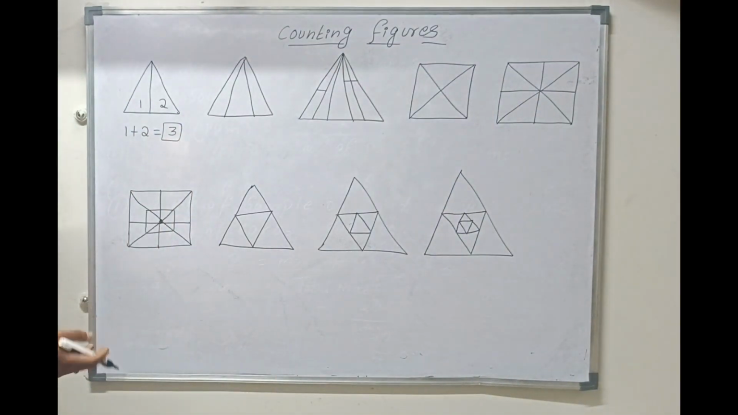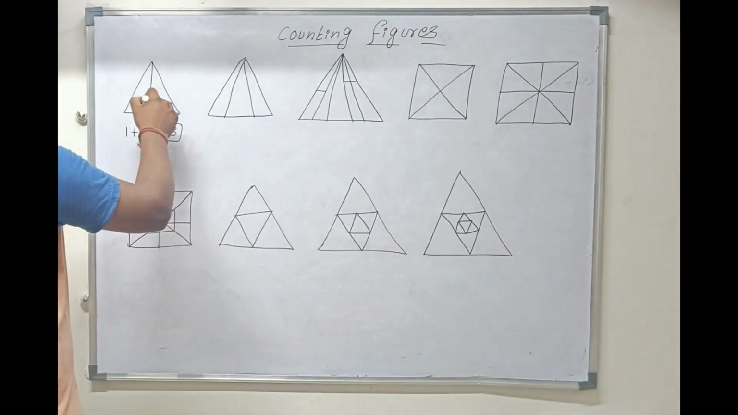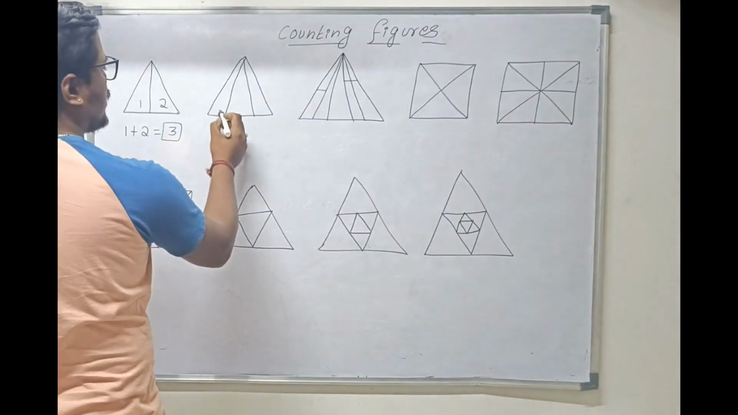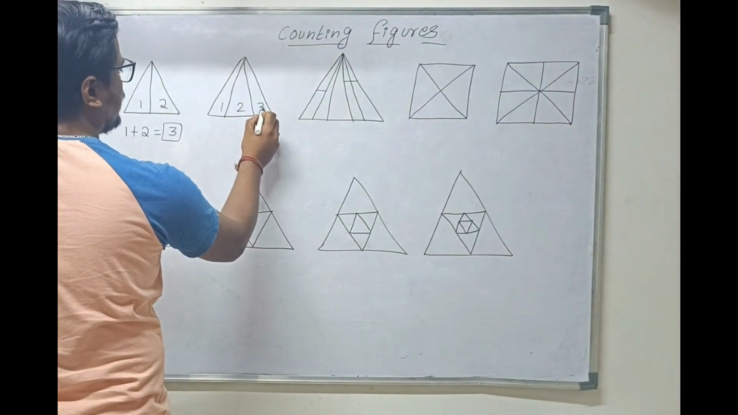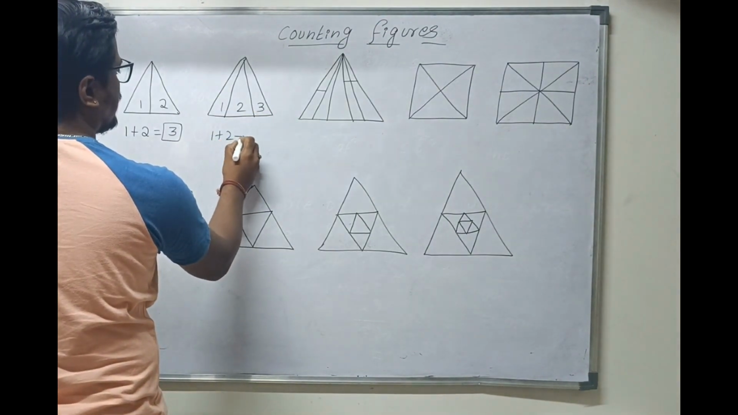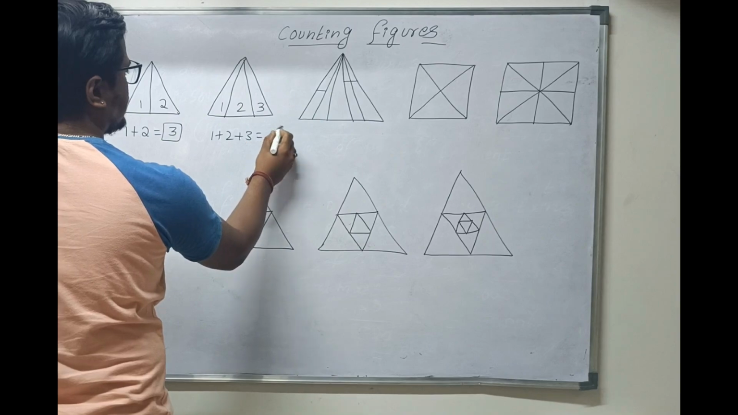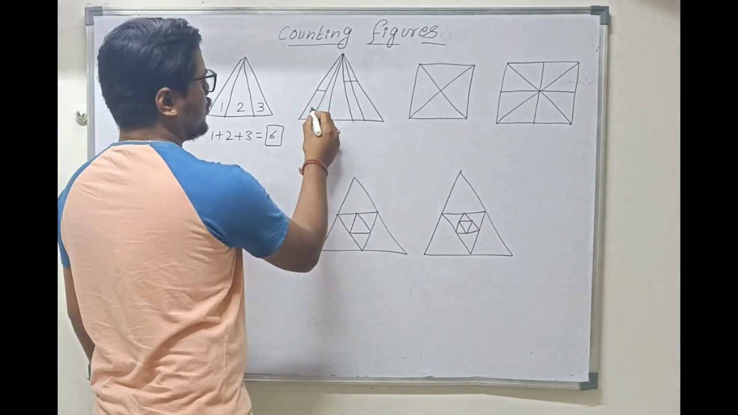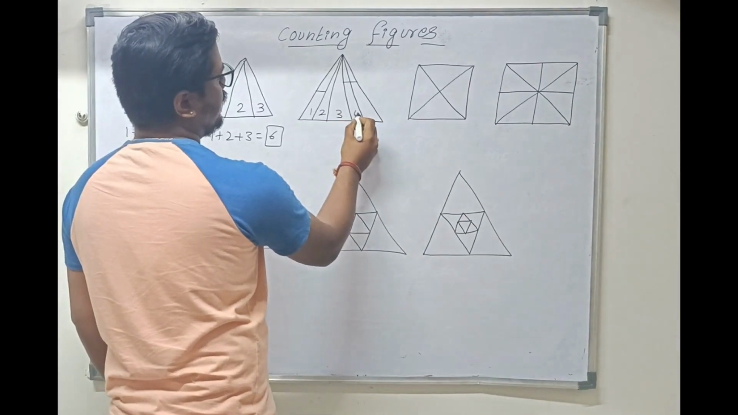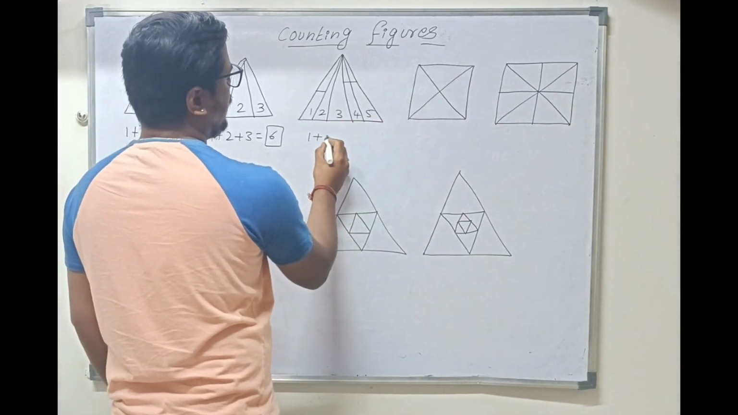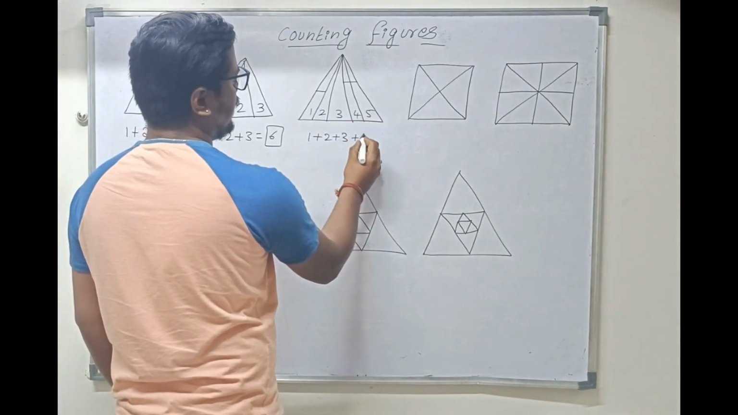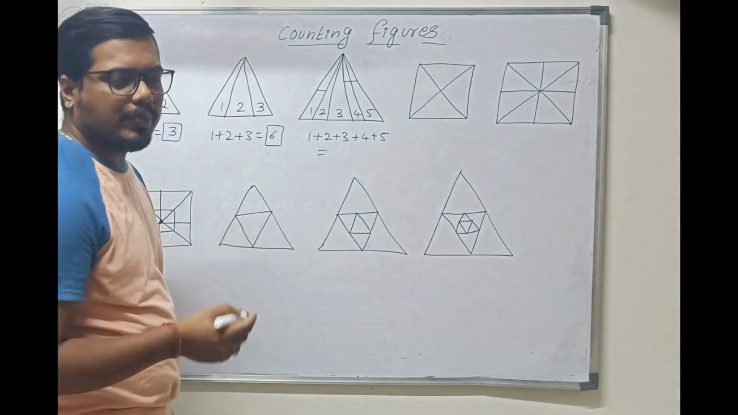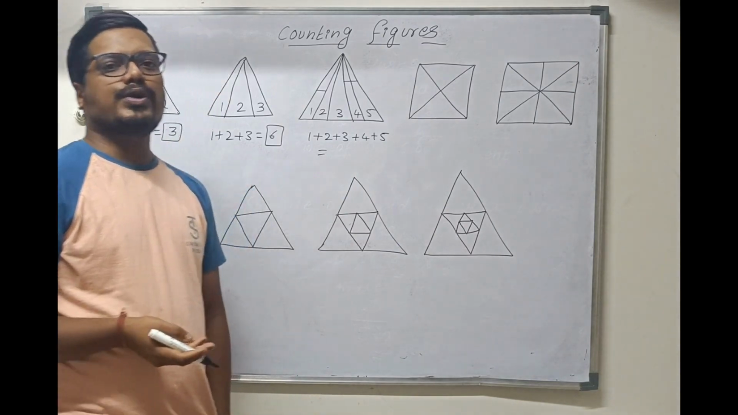So logically, but how to see practically? 1, 2 and the complete one is considered to be 3. The same logic is used here: 1, 2, 3. Add them. 1 plus 2 plus 3 gives us 6 triangles. When they give a little more complex one like this, 1, 2, 3, 4, 5, add this: 1 plus 2 plus 3 plus 4 plus 5. How much is the answer? 1 plus 2 is 3, 3 plus 3 is 6, 6 plus 4 is 10.